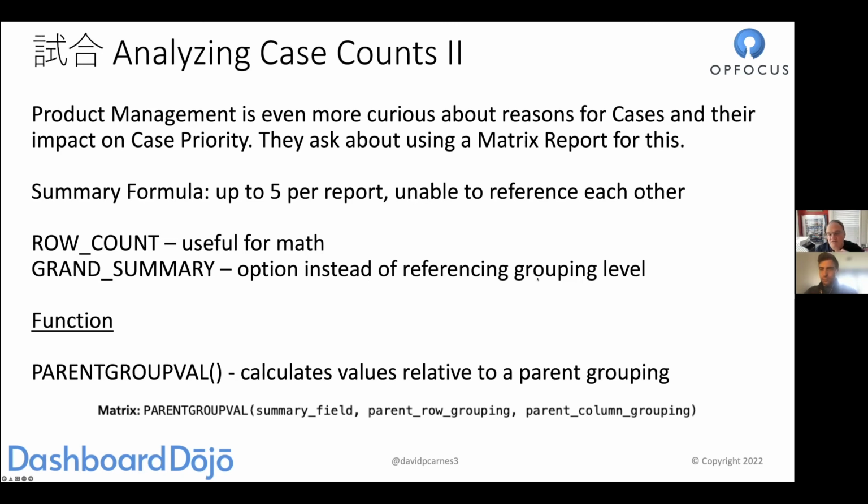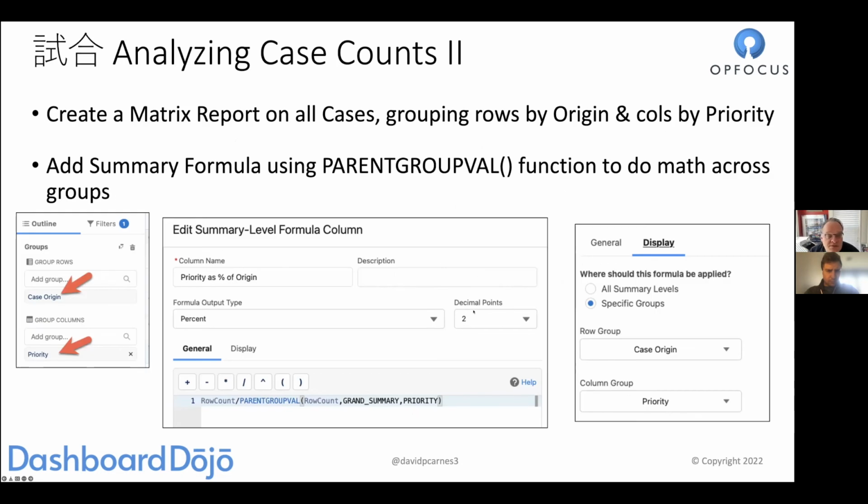Instead of referencing the grouping level, you can actually say, give me the grand total. So we're going to use the same parent group val function. But you see here that the syntax is a little different. There's a third grouping when you do this on a matrix report. So what I want you to do is basically create another report on cases and group it 2 times, but group rows by case origin and group columns by priority. So we're grouping 2 times, but it's rows by origin and columns by priority.